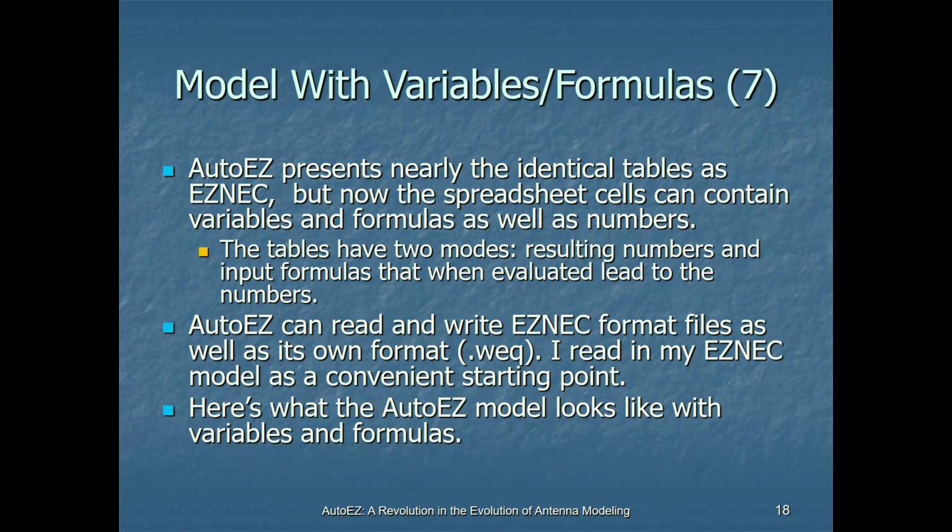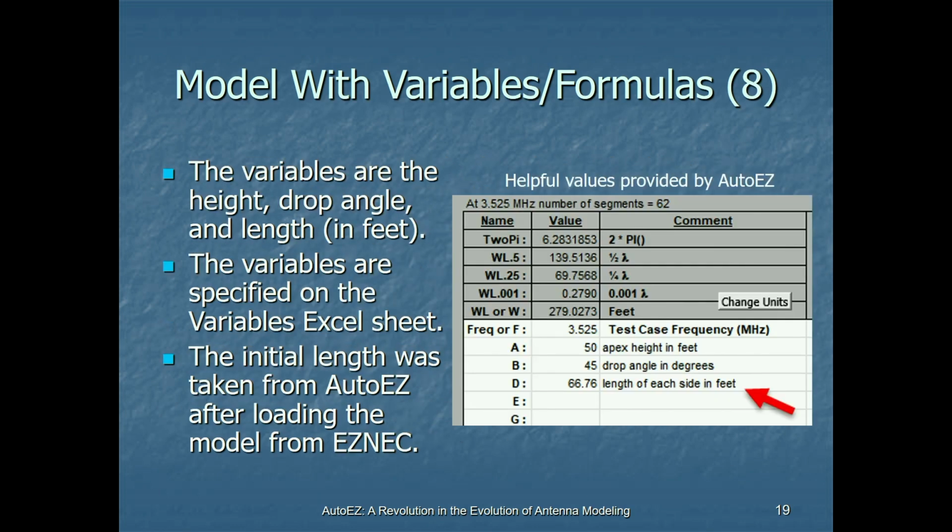Now, EZNet or AutoEZ presents nearly the same tables, but now the spreadsheet cells can contain variables and formulas as well as numbers. So here's what the AutoEZ model looks like. There are some convenient constants provided at the top, like 2 pi, what a half wavelength is. This particular model is all in feet, by the way. So a quarter wavelength is 69.75 feet. But the big thing is the 3 variables.